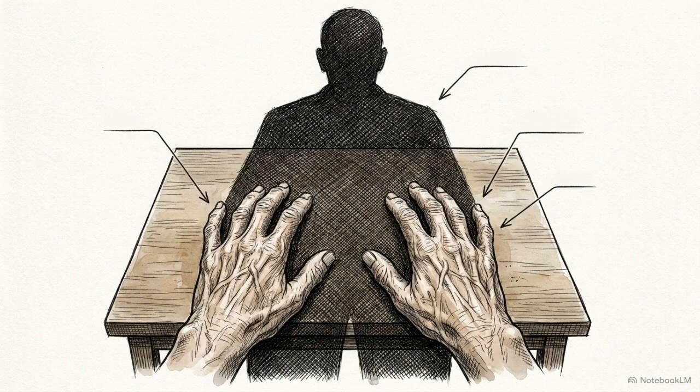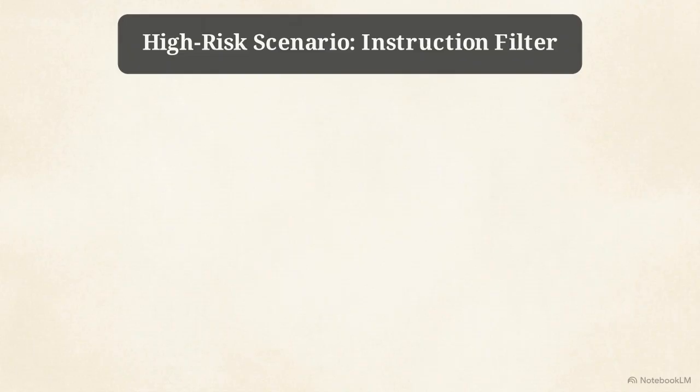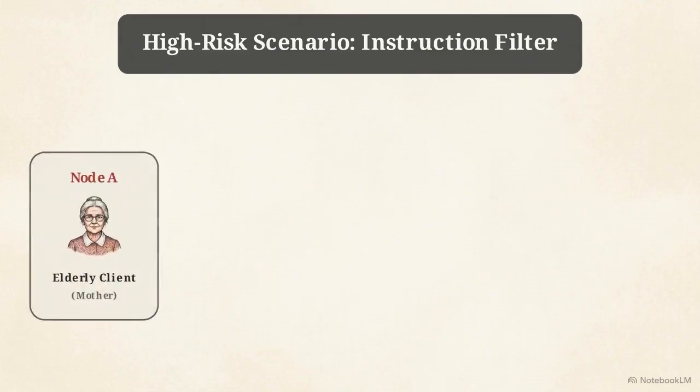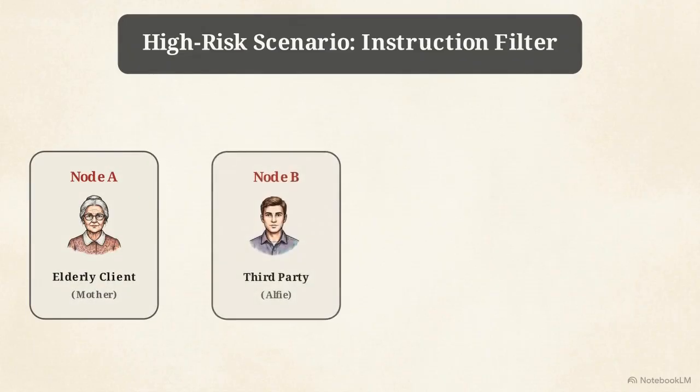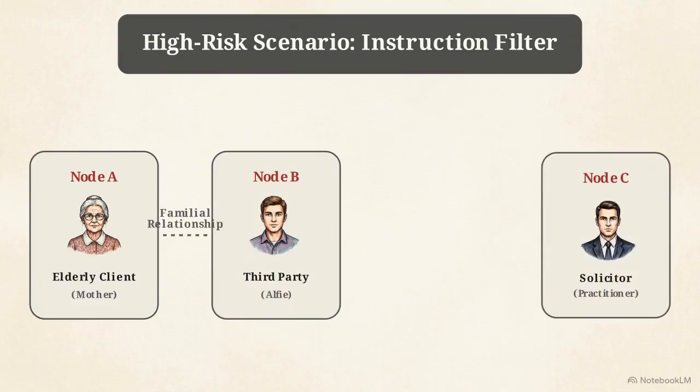Beyond simple authorization, third-party instructions introduce severe ethical risks regarding duress and undue influence, particularly when vulnerable or elderly clients are involved. This node network maps a high-risk scenario. Node A is an elderly client. Node B is her son, Alfie. Alfie acts as the third party, instructing the solicitor at Node C to transfer his mother's house into his own name.